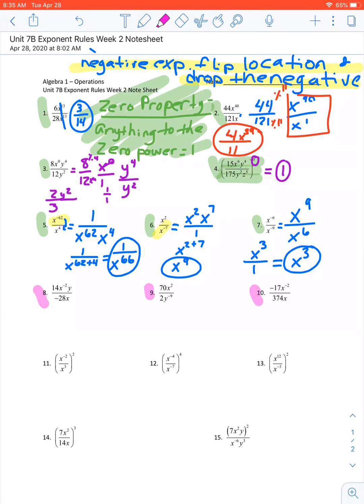These three problems here correspond to numbers 7 and 8 on your homework. Okay? So let's get started. There's no new properties or anything like that today. We're just going to solve these problems.